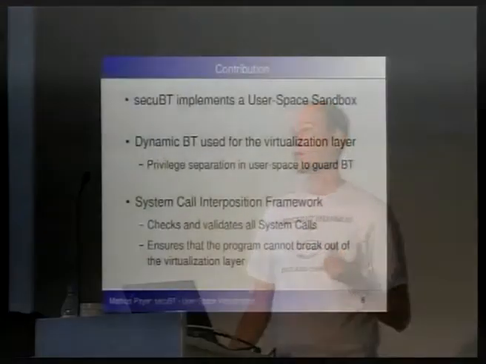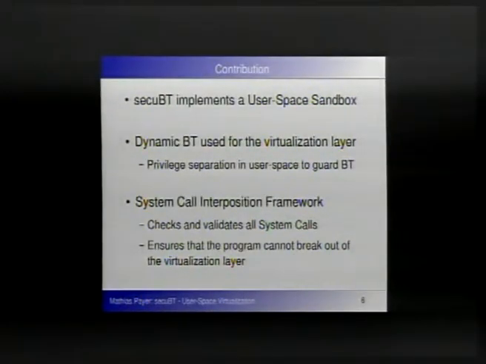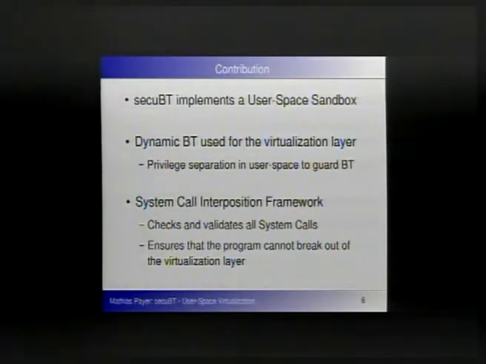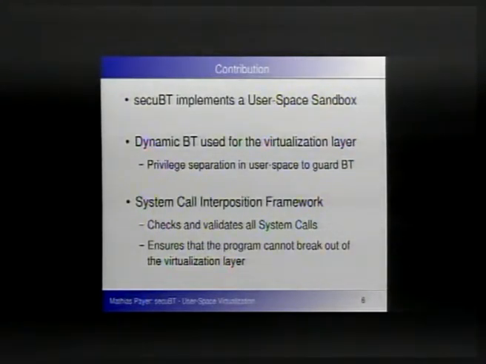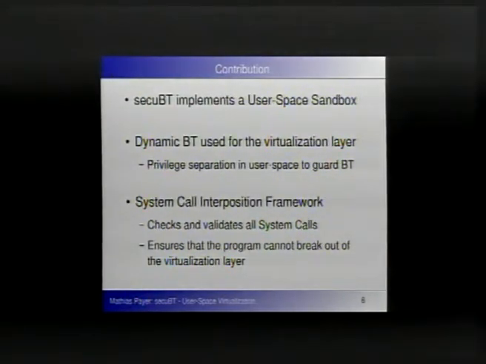On top of that virtualization layer, we add a system call interposition framework. This system call interposition framework allows the binary translator to check and validate all system calls based on a list of allowed system calls and some user space functions which check the arguments, the pointers, and can do some specific analysis on that. This ensures, together with the virtualization layer, that the program cannot break out of the virtualization layer.